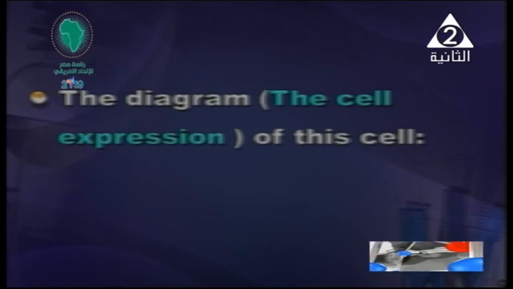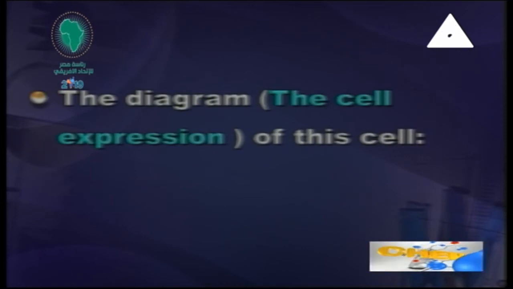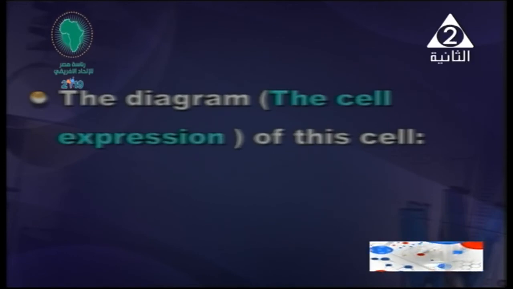The diagram or the cell expression of this cell. What about the diagram of this cell? The diagram represents the cell expression. Cell expression means to know the anode, the cathode, and the direction of the electrons.